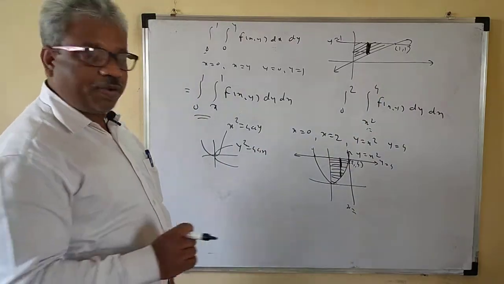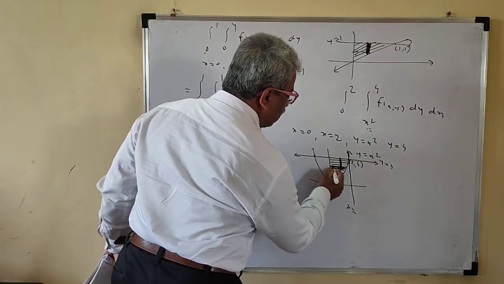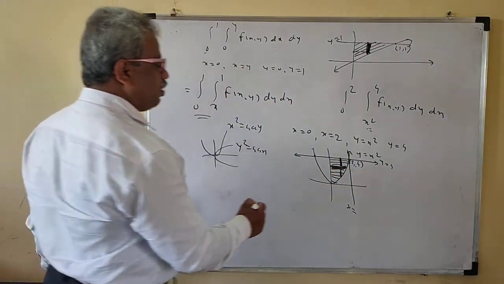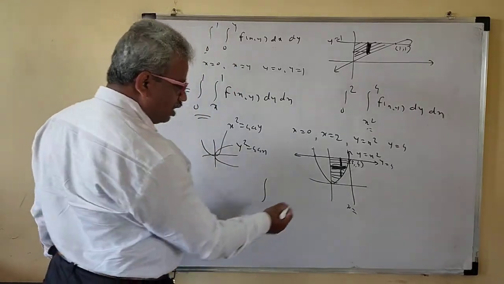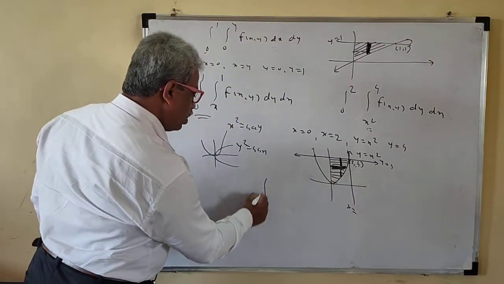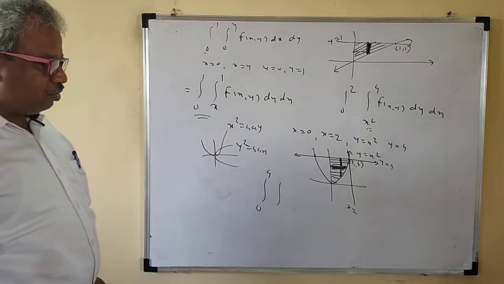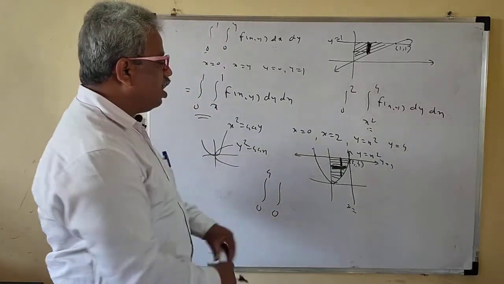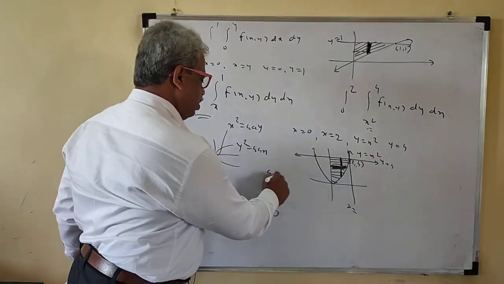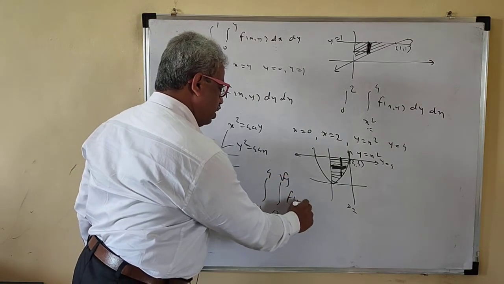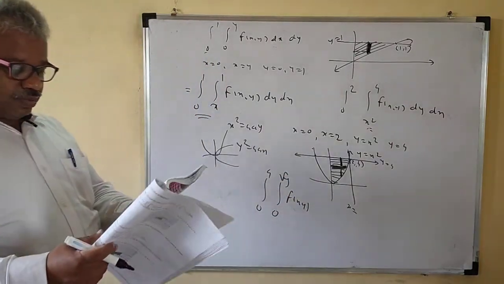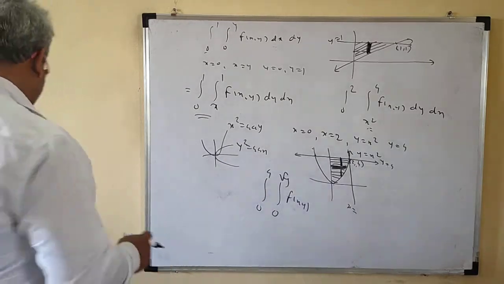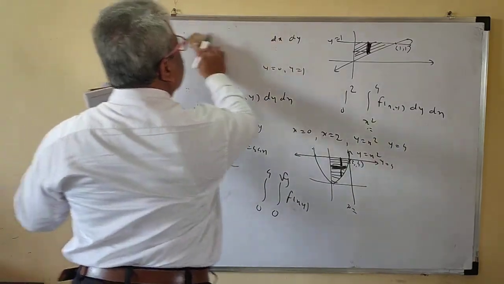In order to change the order of integration, our strip should be parallel to the x axis. If you are drawing the strip parallel to the x axis, then the limits of y are 0 to 4. Now x from this curve is 0 and x from this curve is root y. So f of xy, the limits are 0 to 4, 0 to root y, in order to change the order of integration. So remember this.